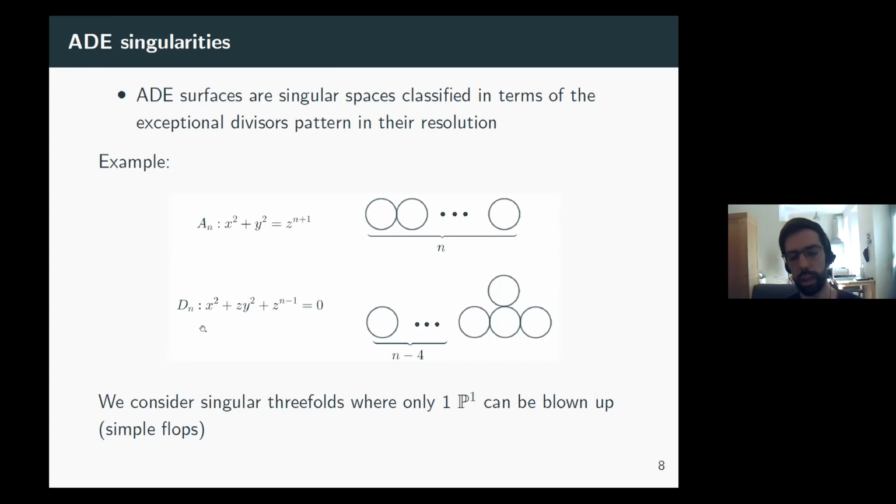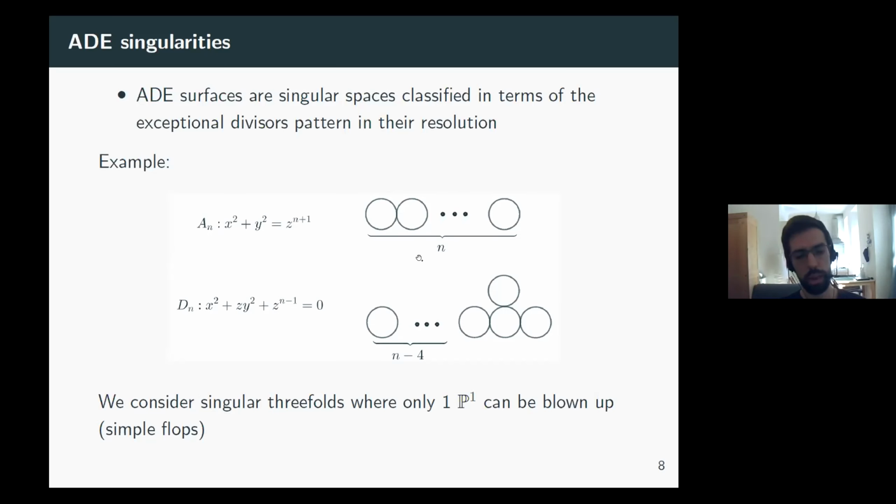Analogously, for the D_n case, which has this different equation, we have a different pattern of P1s that arise from the resolution of the singular point at the origin. In the following, I'll actually consider singular threefolds where only one of these P1s can be blown up, and these are called simple flops. And here I have shown you twofolds because we have three variables and only one equation, but we want threefolds.